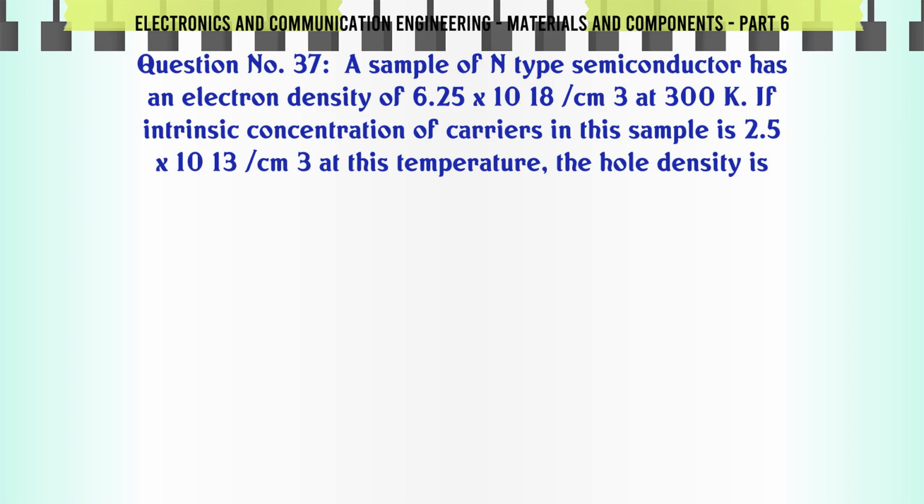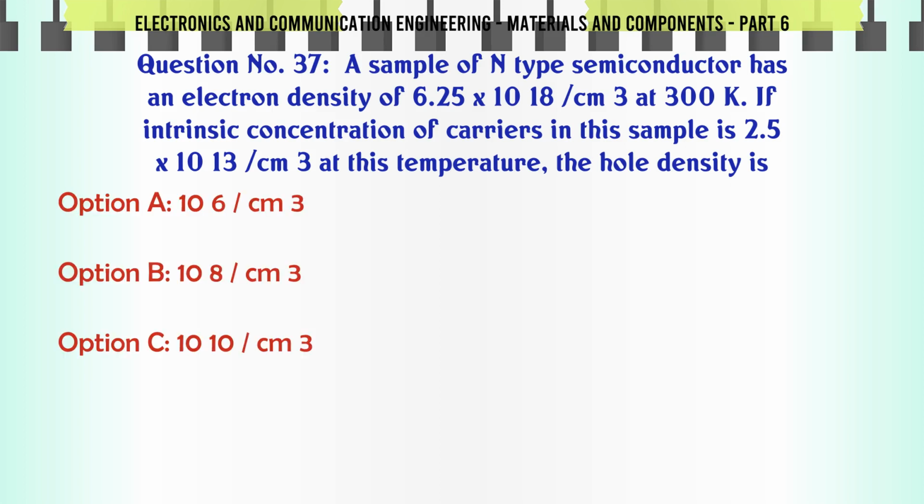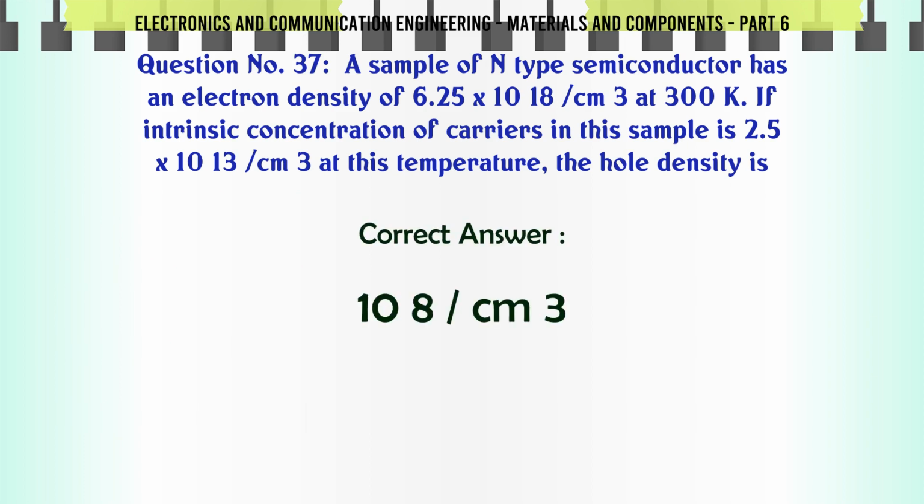A sample of N-type semiconductor has an electron density of 6.25 x 10^18 cm^-3 at 300 K. If intrinsic concentration of carriers in this sample is 2.5 x 10^13 cm^-3 at this temperature, the hole density is A 10^6 cm^-3, B 10^8 cm^-3, C 10^10 cm^-3, D 10^-12 cm^-3. The correct answer is 10^8 cm^-3.